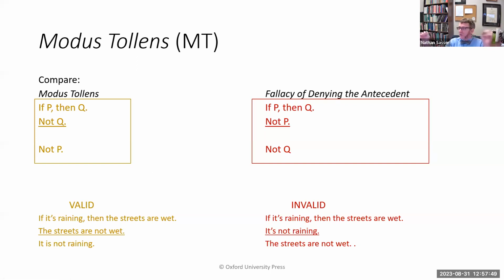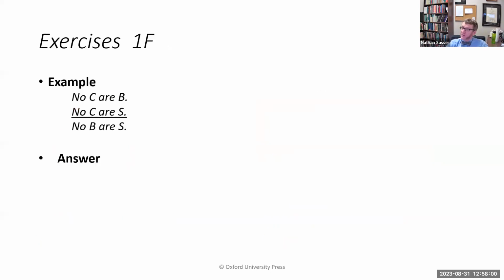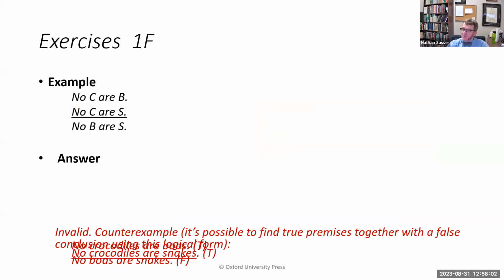So far, we have covered 2 valid argument forms and 2 invalid argument forms. We just got 2 more to go, and they're both valid and very useful.